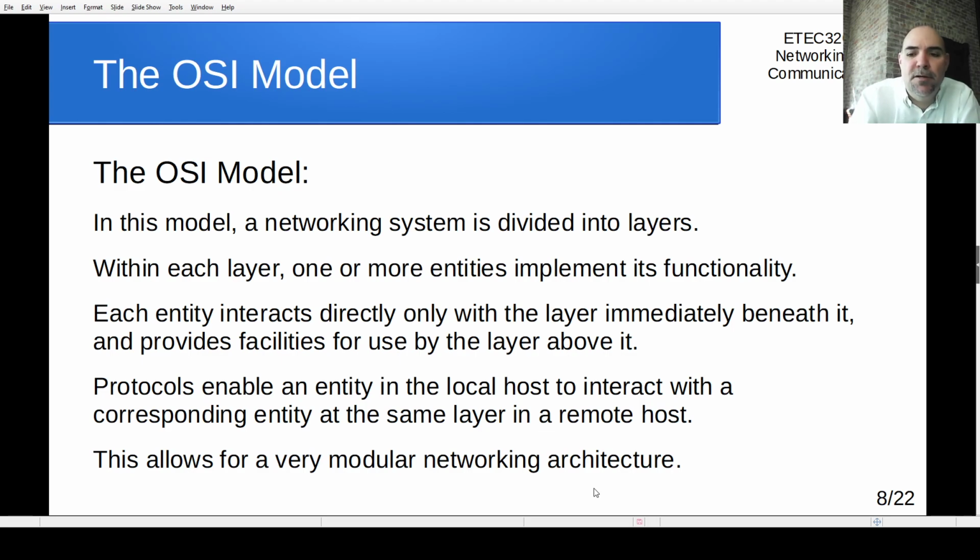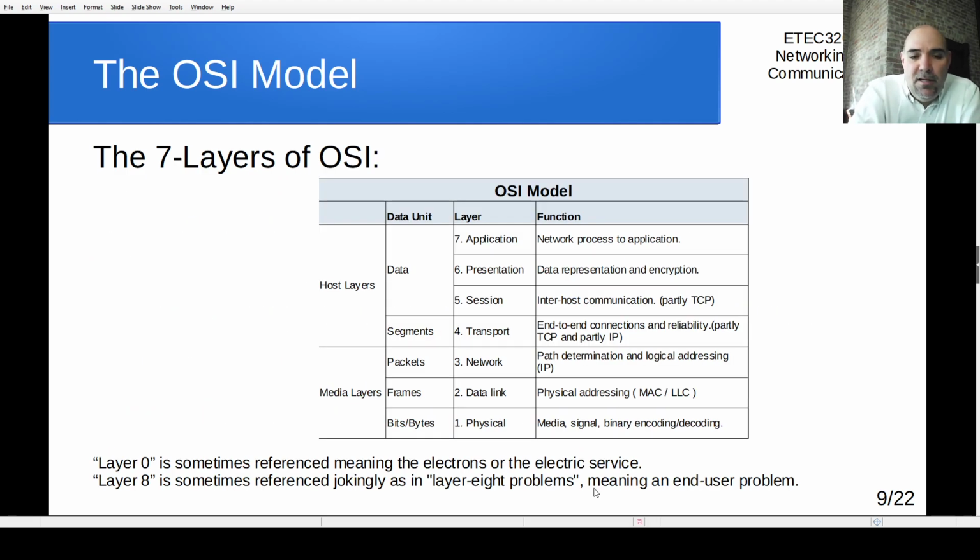All right, so let's dig in and look at the model a little bit more carefully. We said there were 7 layers. If we look at what those 7 layers consist of, I've divided them into 2 groups here: what I'm going to call host layers, and then down here what we're going to call media layers. But let's just start at the top. Layer 7 is the application layer. That's the application using network features, doing things on the network. And again, that would be, in our case, the web server sending data to the web browser.